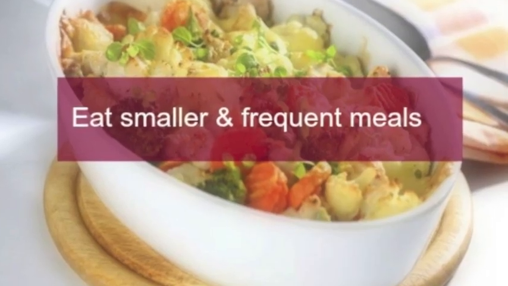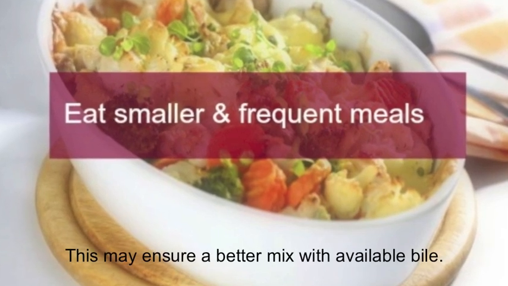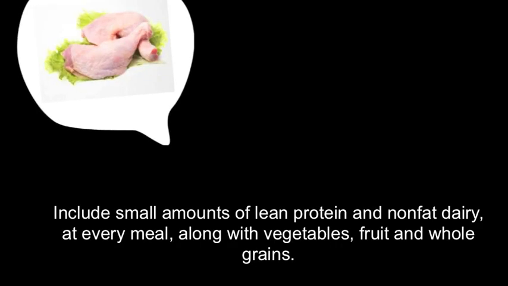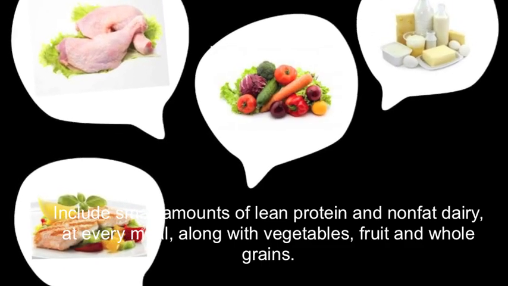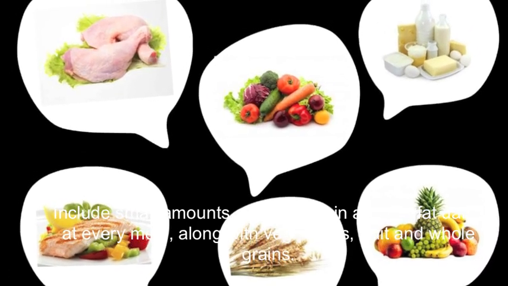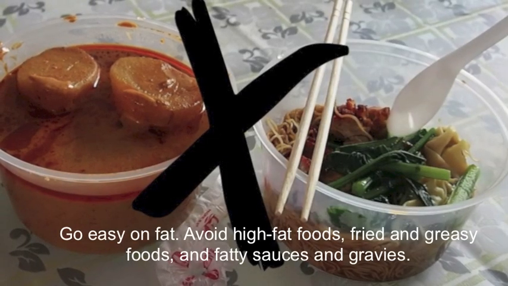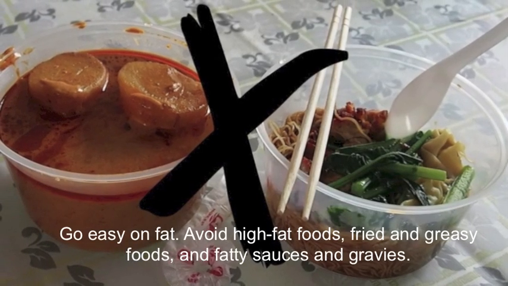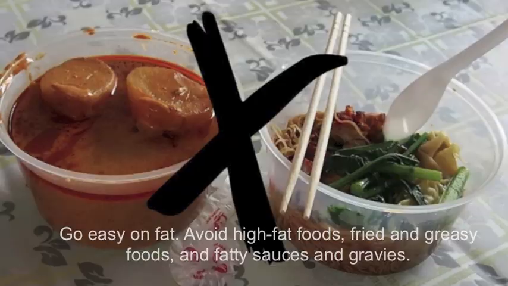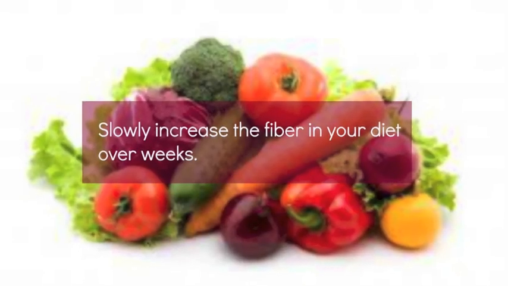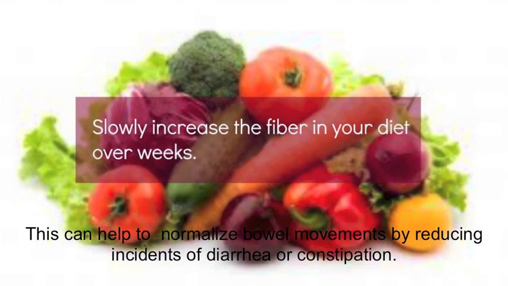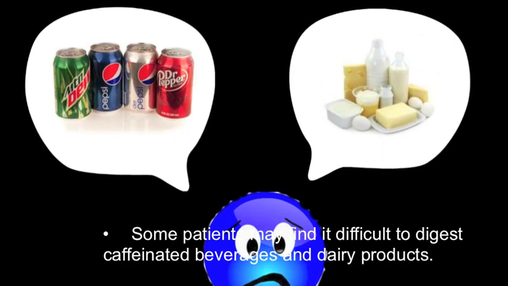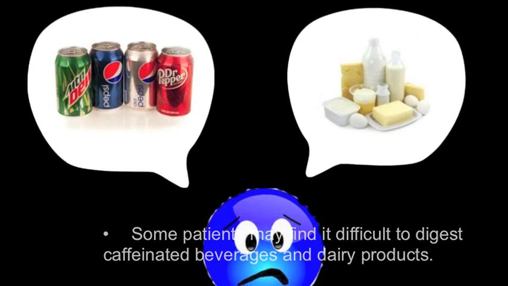Eat smaller and more frequent meals. This will help to ensure a better mix with the bile available. Include small amounts of lean protein such as poultry, fish, and non-fat dairy at every meal, along with vegetables, fruit, and whole grains. Go easy on fat. Avoid high-fat foods, fried and greasy foods, and also fatty sauces and gravies. Slowly increase the fiber in your diet over weeks. This can help to normalize bowel movements by reducing incidents of diarrhea or constipation. Also, some patients might find it difficult to digest caffeinated beverages and dairy products.